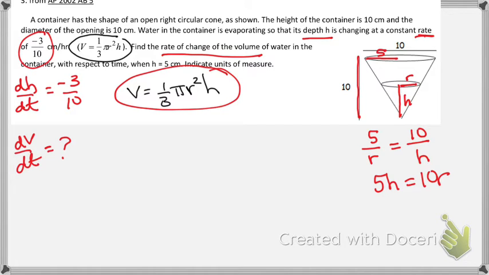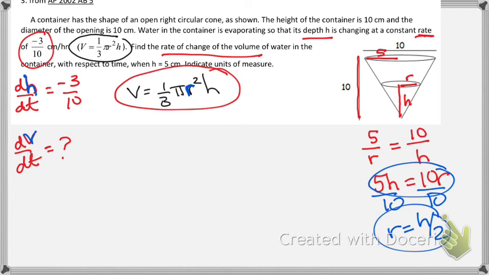Okay, these two things tell you which variables you want in the problem. I want to have h's and V's in the problem, which means I need to get rid of this r right here. So solve this equation over here for r. Divide by 10 on both sides, and r is equal to h over 2. And now I can replace the r in the original equation with h over 2 in order to have just two variables in the problem.